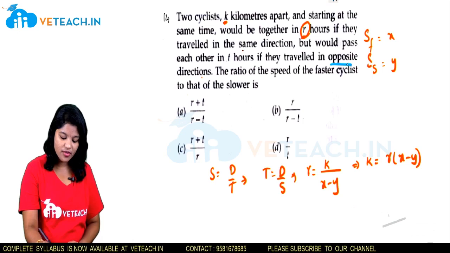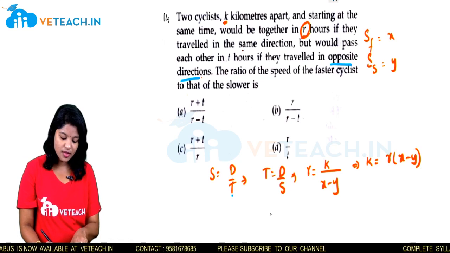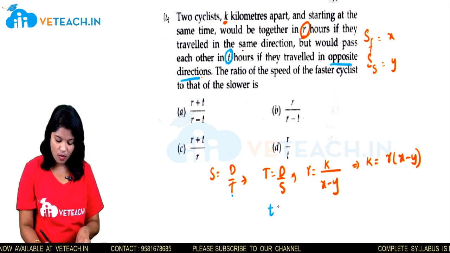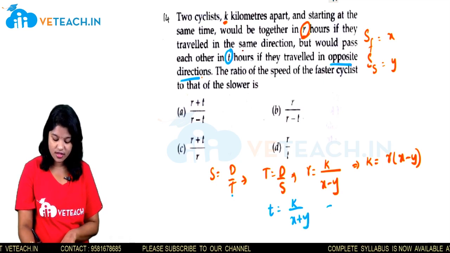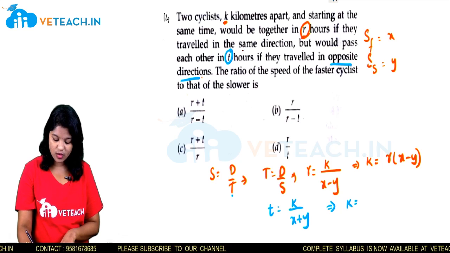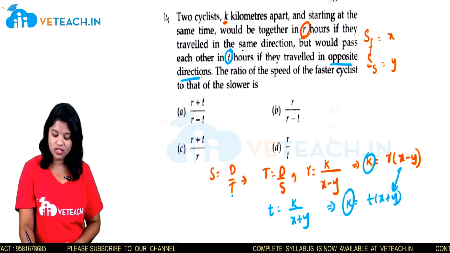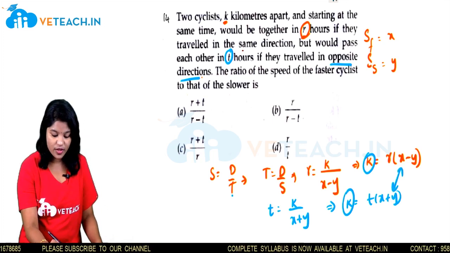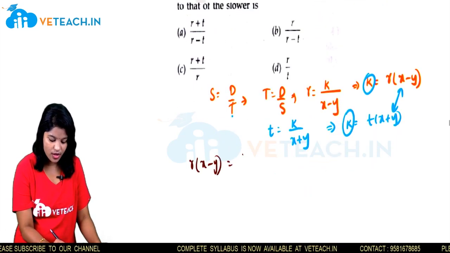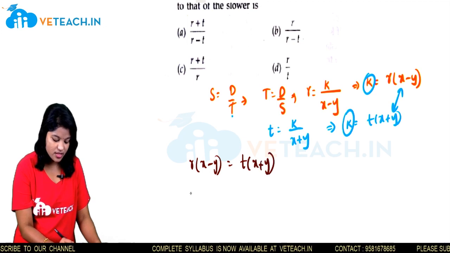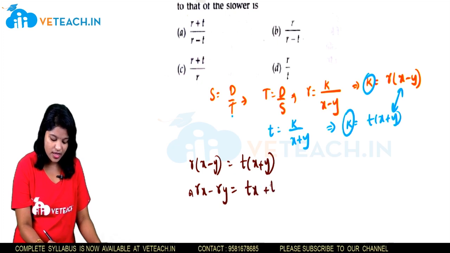Now in the next case, when they are traveling in opposite directions, again speed is equal to distance by time. Time here they have given as t hours. So small t is equal to k by x plus y when they are traveling in opposite directions. So k is equal to t into x plus y. So both terms are equal to k, so we can write r into x minus y is equal to t into x plus y. So rx minus ry is equal to tx plus ty.